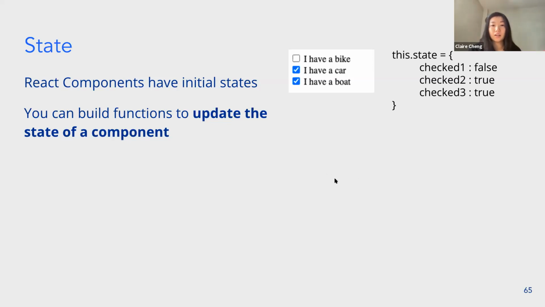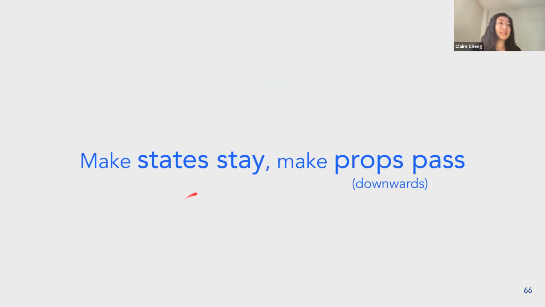So now we've gone over props and state. Let's tie it all back together into one simple statement that you must remember when you're making a website. We want to make states stay, we want to make props pass. And the way props pass, again, is downwards. They pass from parent to child, and you cannot pass props upward. So if you structure your Post above your Feed in your component tree, this will make prop passing really difficult and probably just not make sense overall.